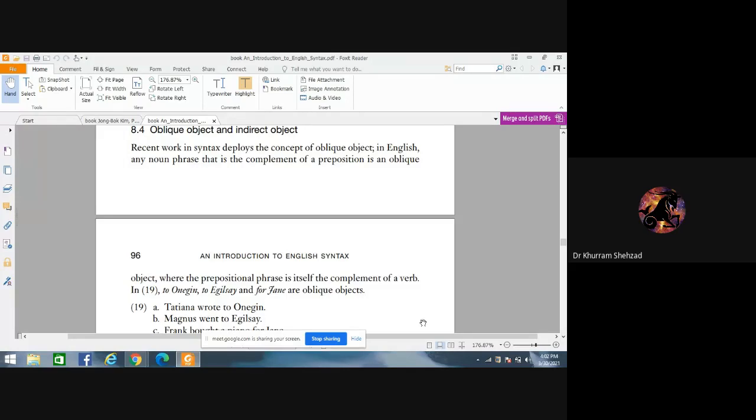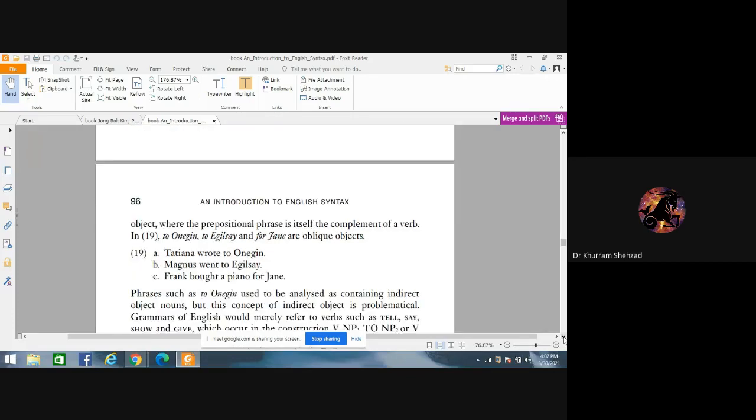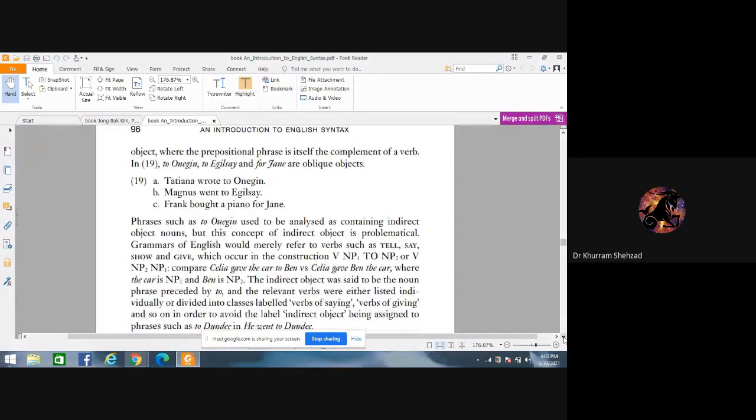Recent work in syntax deploys the concept of oblique object. In English, any noun phrase that is the complement of a preposition is an oblique object, where the prepositional phrase is itself the complement of a verb. In 19, to Onegin, to Ilse, and for Jane are oblique objects. So it starts with for too, right? Titania wrote to Onegin. Magnus went to Ilse. Frank bought a piano for Jane. So phrases such as to Onegin used to be analyzed as containing indirect object nouns, but this concept of indirect object is problematic. Now he himself admits that it is problematic.